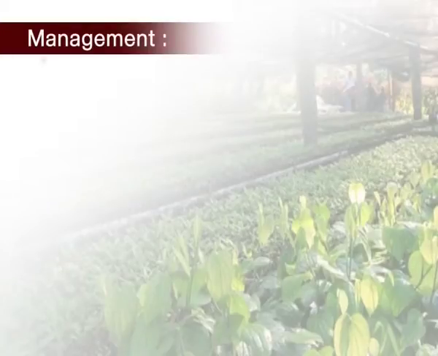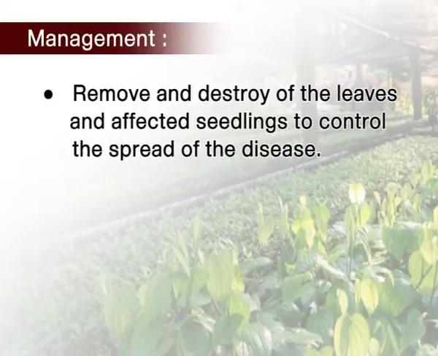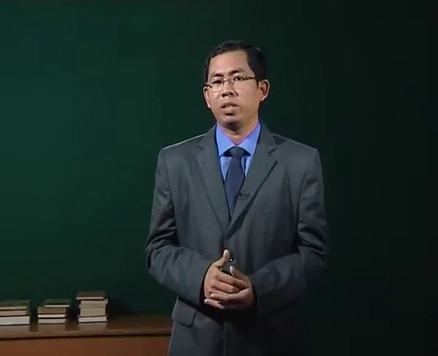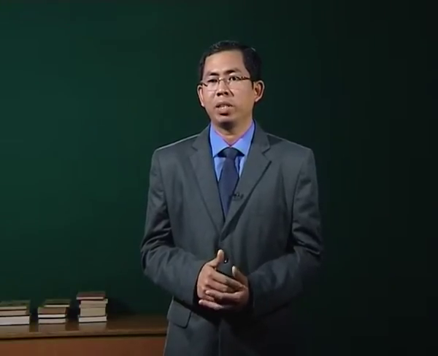First one is to remove and destroy the leaves and affected seedlings to control the spread of the disease. Spray chemicals like a foliar spray with Tilt 25 EC. It is also available as propiconazole and the dose is 0.02%. And this should be sprayed once at 30 days interval to the affected seedlings.